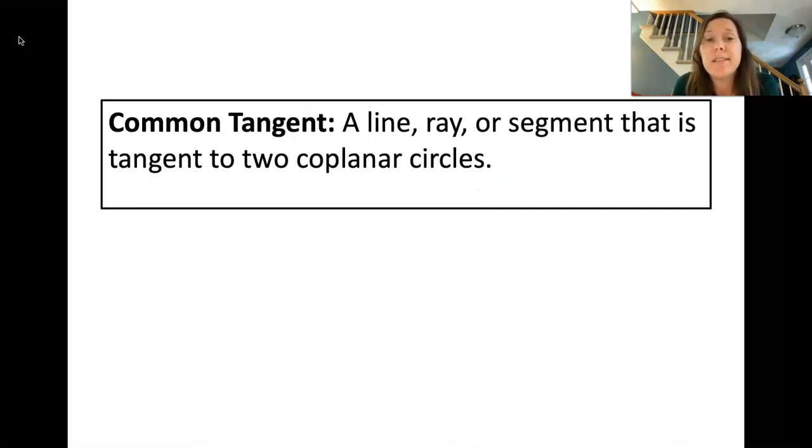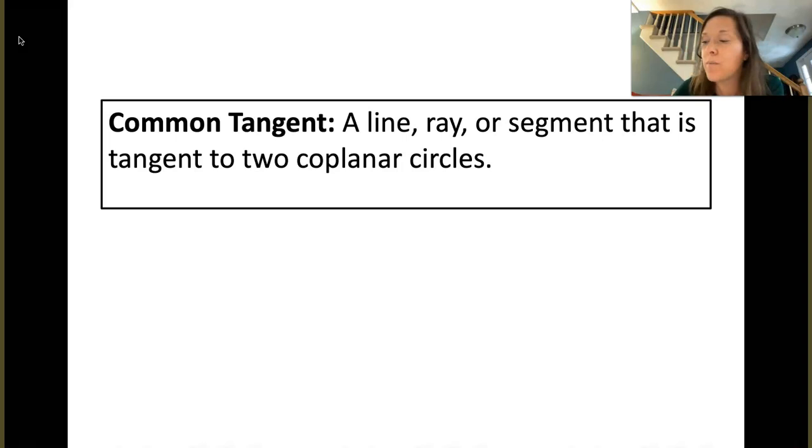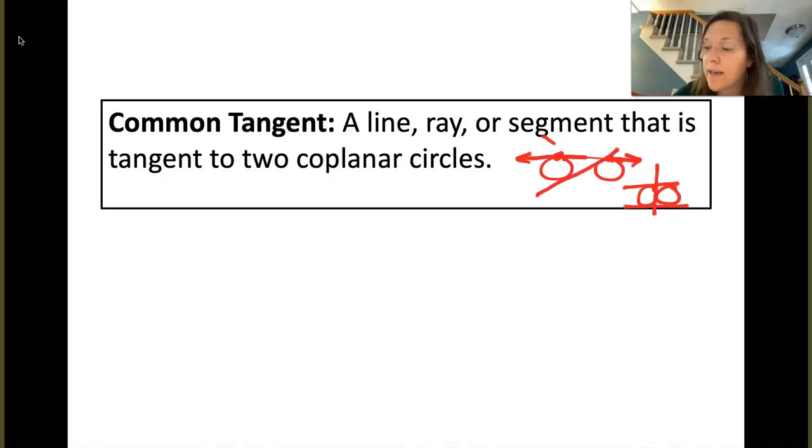A common tangent is a line, or it could be a ray, or it could be a segment that is tangent to two coplanar circles. So if I have two circles in the same plane, the common tangent is a line that touches both circles at one point. Or if I had tangent circles, then that'd be a common tangent. You could also get a common tangent straight down the middle. Over here, you could get a common tangent going on diagonals too, right? So a common tangent is just a line that touches two circles at one point.